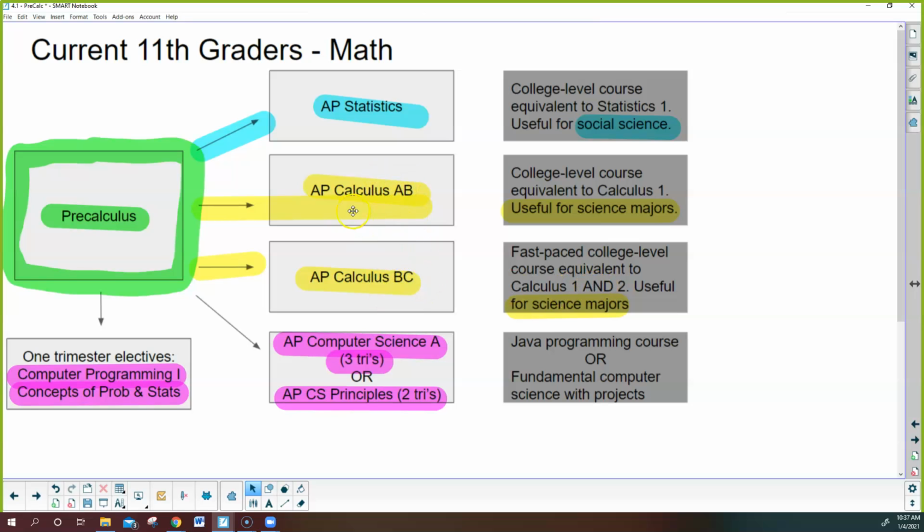So both of them are 3-trimester classes. This one we just go a little bit slower and we cover things a little more in depth. BC goes much faster, and they make assumptions that you really mastered the skills that you had before. Okay, so if you want to take a screenshot of this, you may do so.